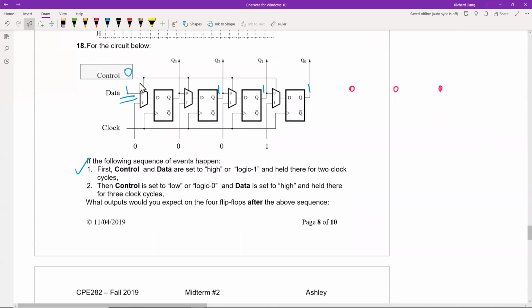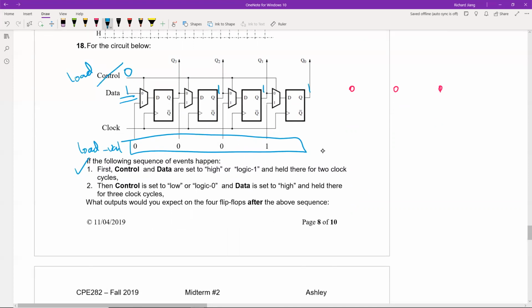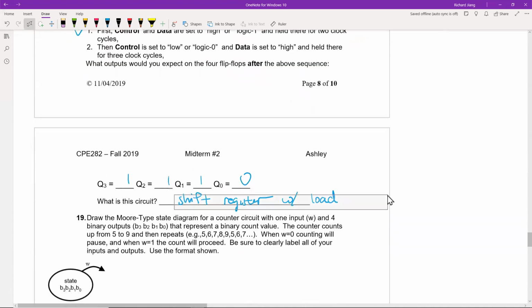Exactly. So if control is saying 0, it means we don't want to hijack the path. Then yes, it would depend on data. But if control is equal to 1, then it means we're going to load whatever this initial value is. This is kind of the load value. Remember how earlier we talked about a load value? That's what this is. And in this control, we can actually rename that to load. So the name for this would be a shift register with load. Would it be a 4-bit shift register with load?